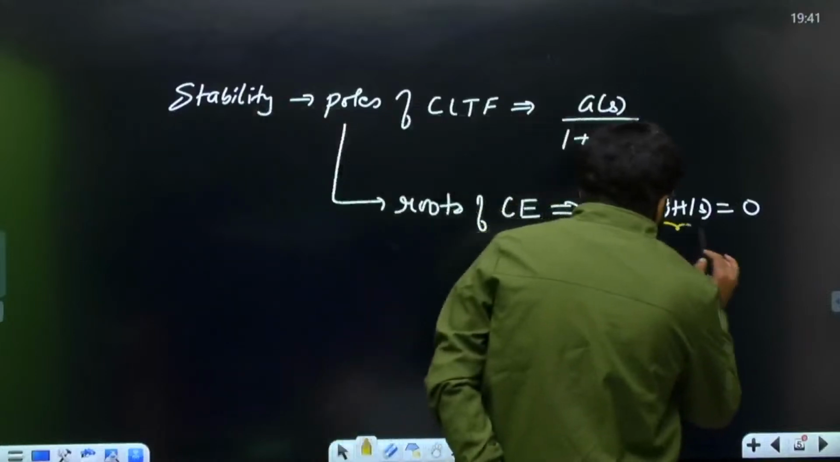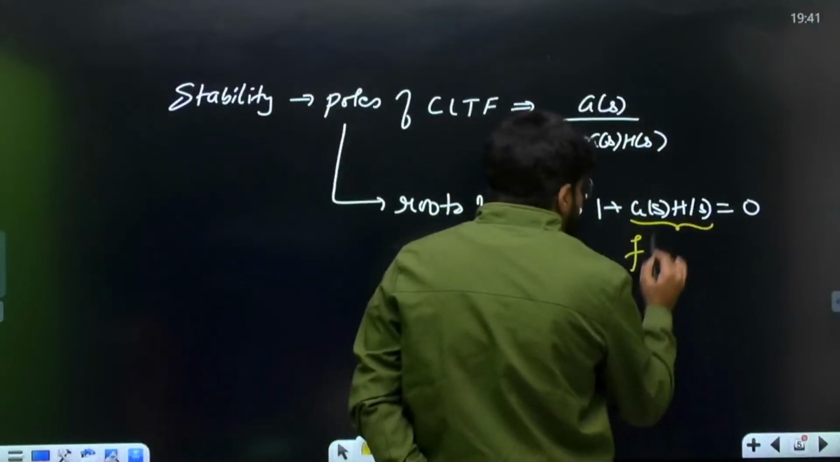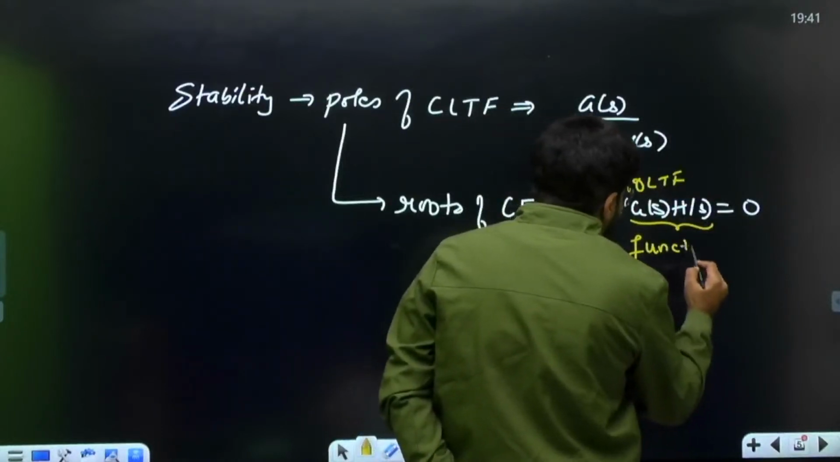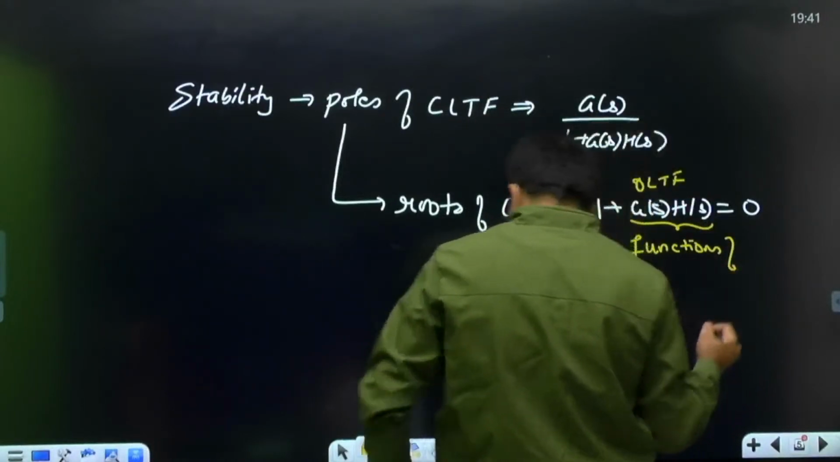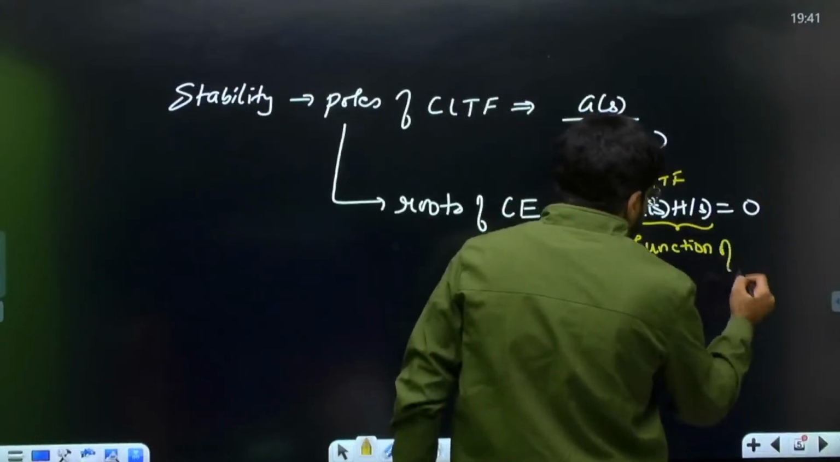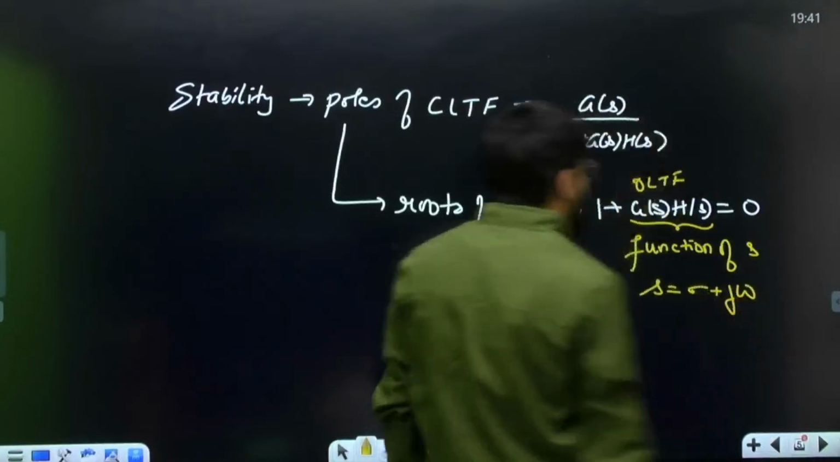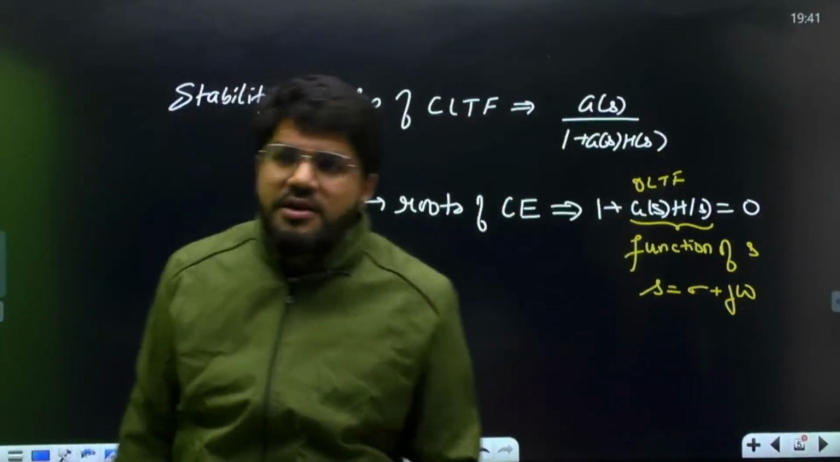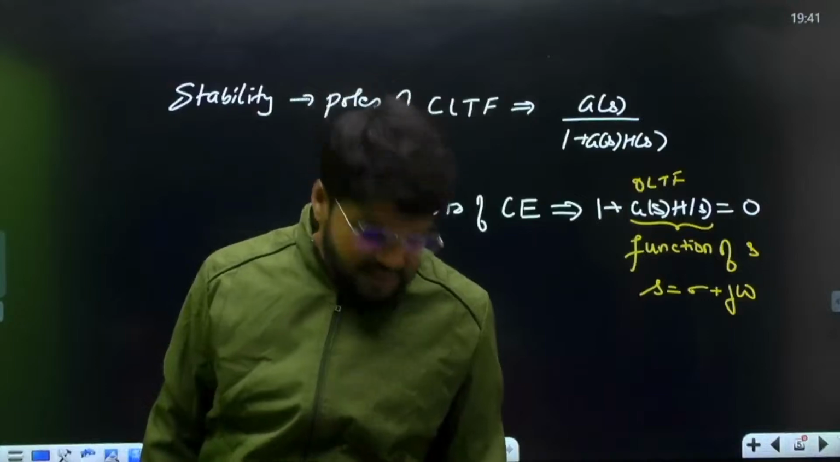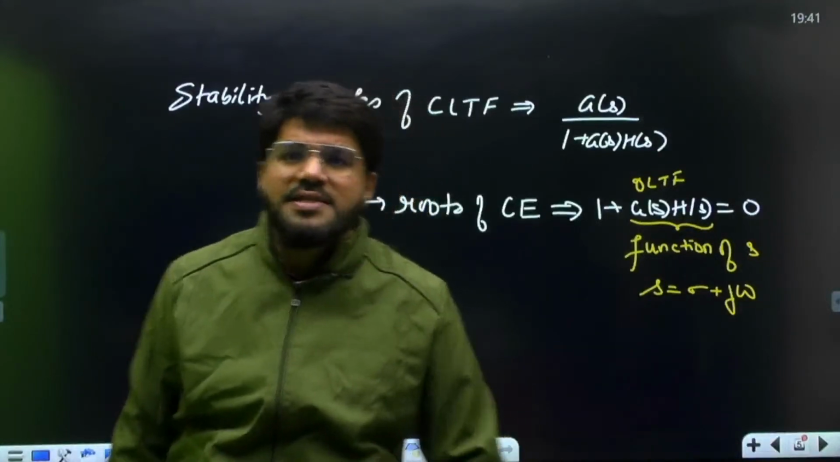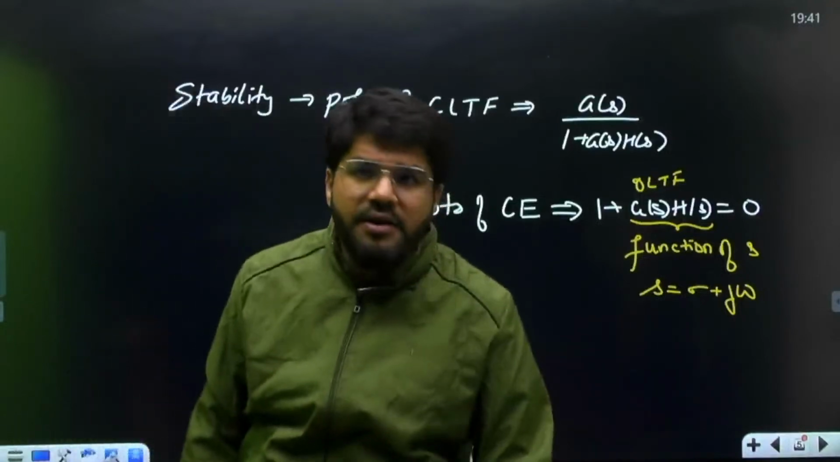So what is this G(s)H(s)? G(s)H(s) is also known as the open loop transfer function. Primarily, it is a function of s, where s is sigma plus j omega. That means it is some function of a complex variable.